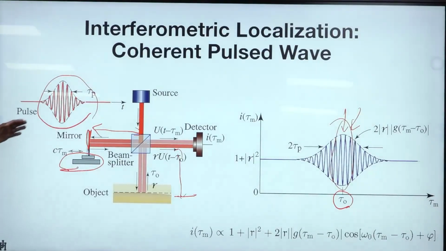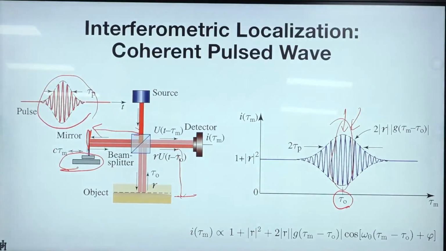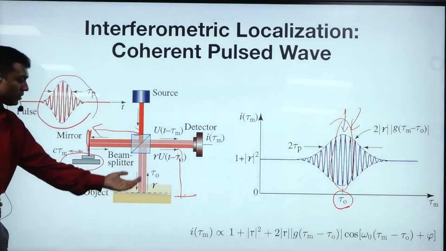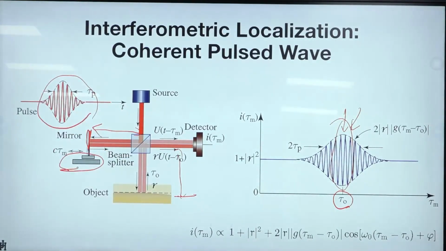And therefore, you have control over where the mirror position is. If you know the mirror position, that's the same as where the light is coming from, how deep it is. So this gives you a way of measuring depth. Because you know the mirror position, that is the same as how deep the signal is coming from inside the object. So you have a depth measurement.